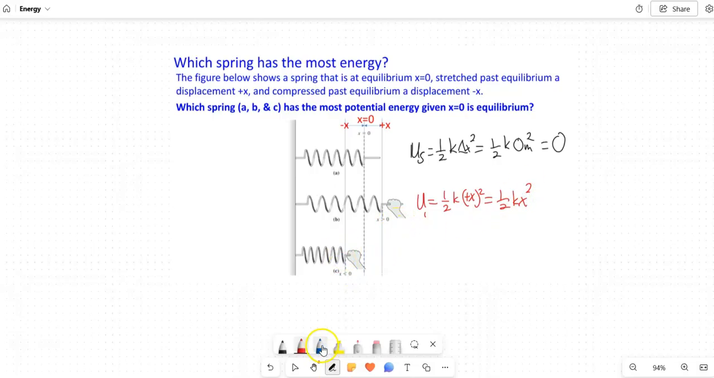All right, over here, this last guy, its energy due to a spring is going to be equal to 1/2 K delta X, which in this case has been compressed a distance negative X. Well, we're going to square that one too. So this is going to end up being 1/2 K X squared. So which spring has the most potential energy? B and C are equal to each other, and both of those are greater than 0. Okay.